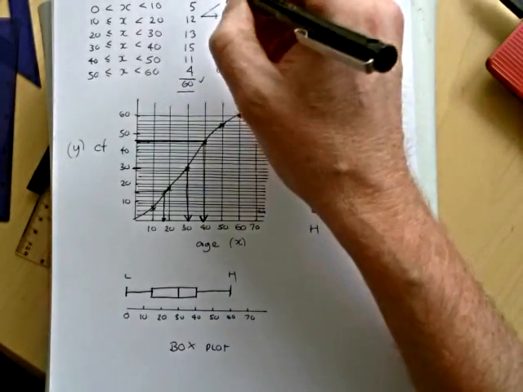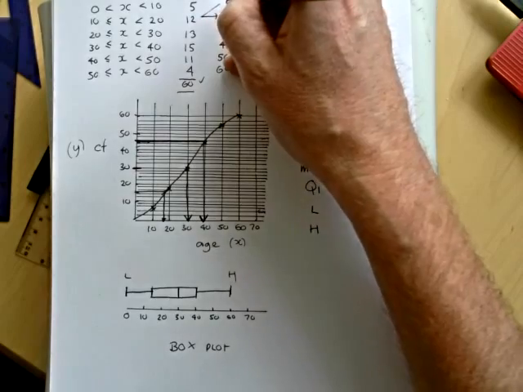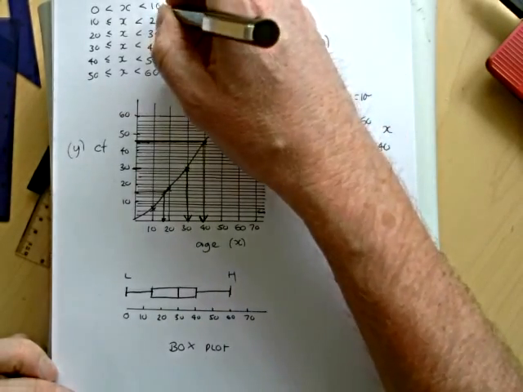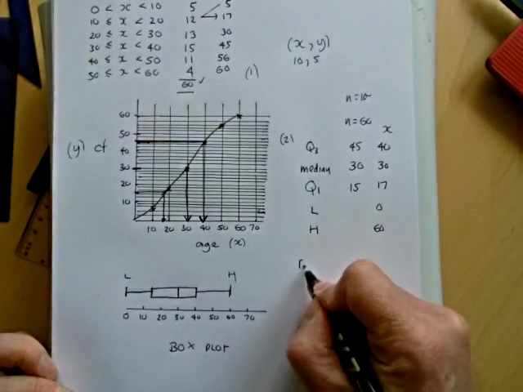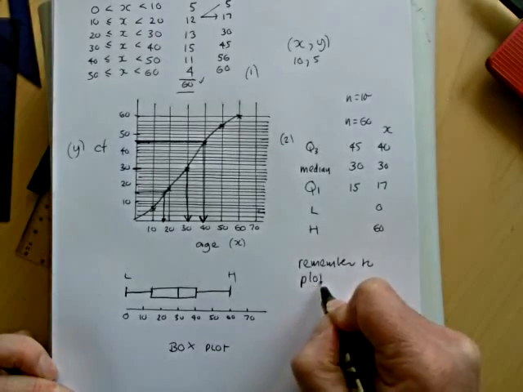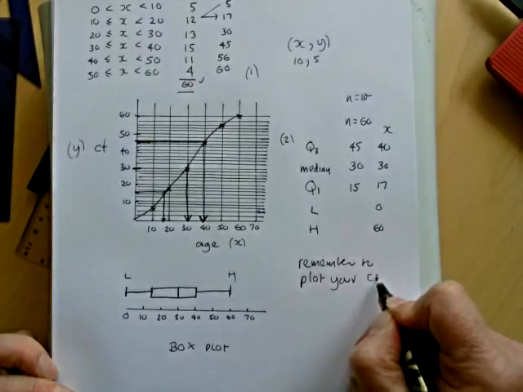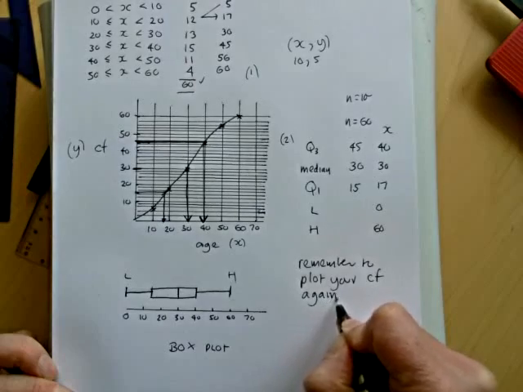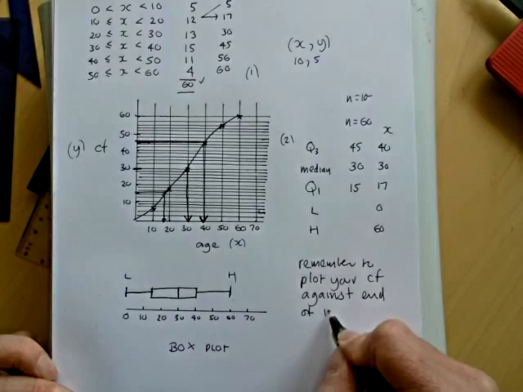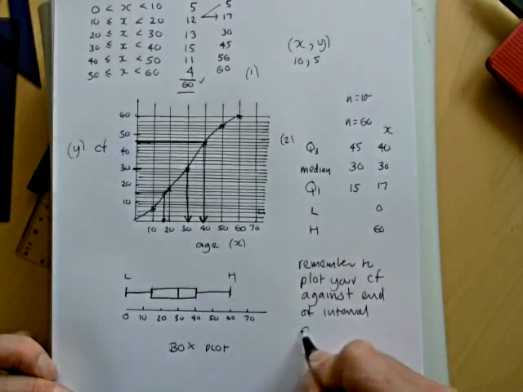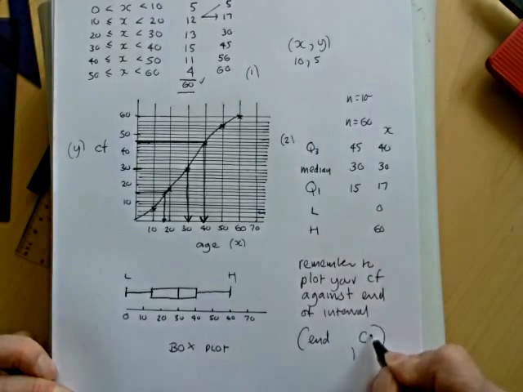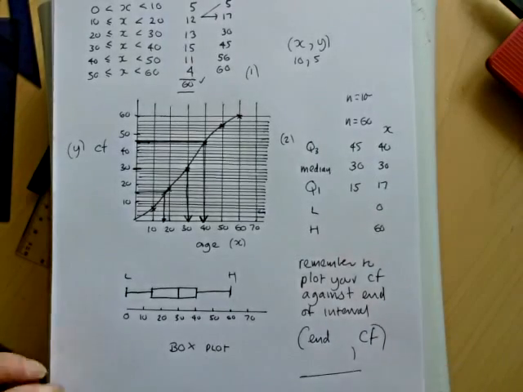But for cumulative frequency, you've got to plot your cumulative frequencies, not frequencies, against the end point. So remember to plot your CF against end of interval. It's the most important bit of advice I can give you on that. So you've got your X and your Y, so end of the X interval against CF. If you remember that, you won't go wrong.